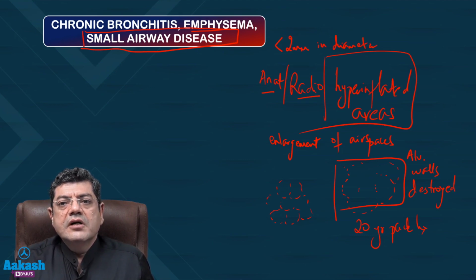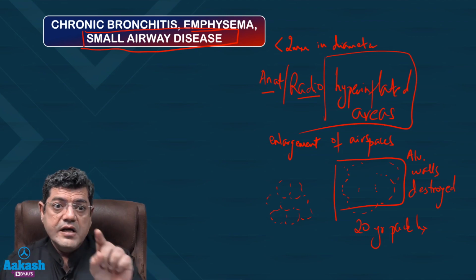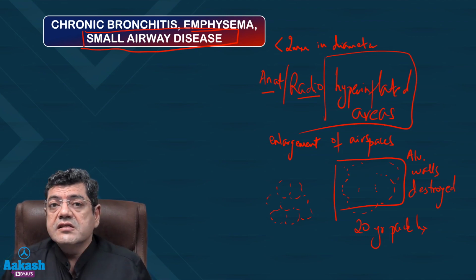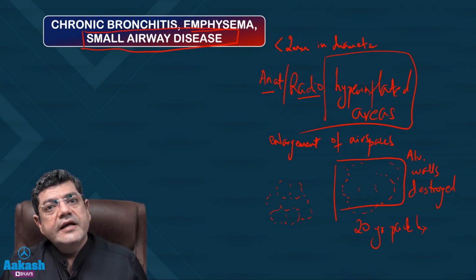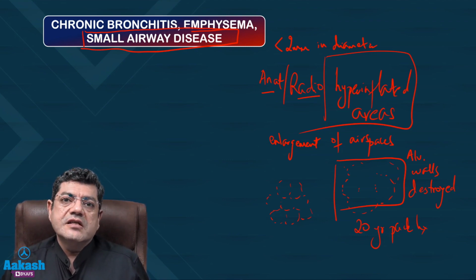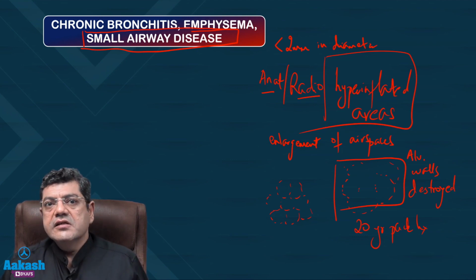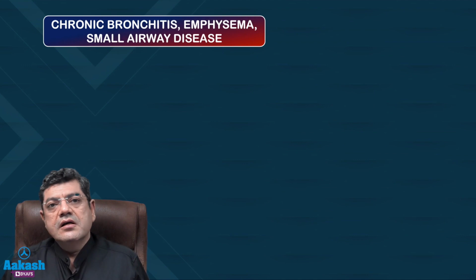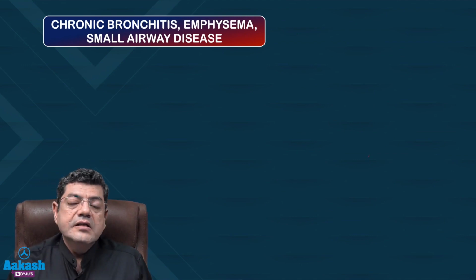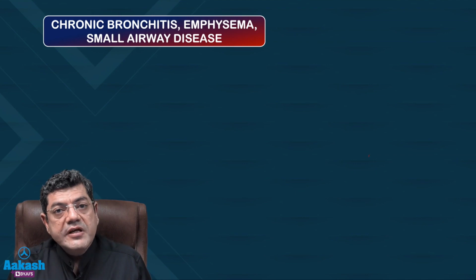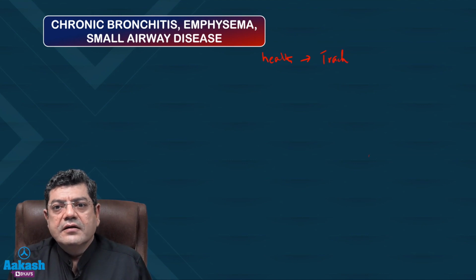MCQ for you. Another MCQ, this is the site of maximum airway resistance in COPD. Another MCQ, what is the site of maximum airway resistance in a healthy individual? Is it the small airways, the medium-sized airways, the main stem bronchi? None of those. The site of maximum airway resistance in health is the trachea.